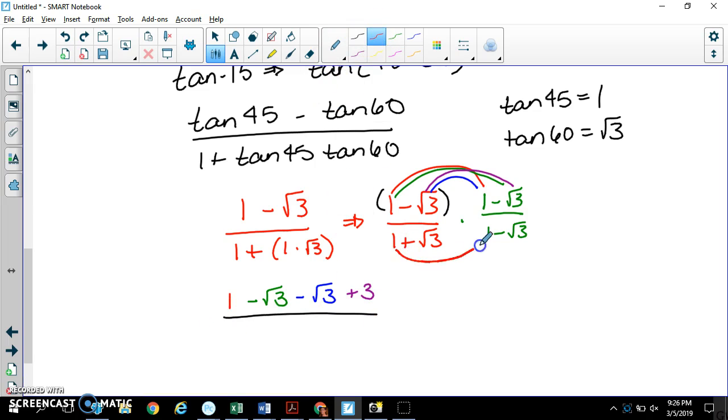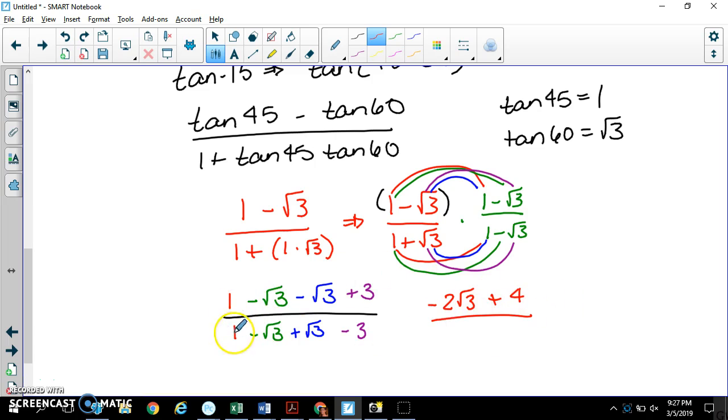All right. 1 times 1 is 1. 1 times negative square root 3 is negative square root 3. Square root 3 times 1 is square root 3. And then I got square root 3 times negative square root 3, and that's going to get me negative 3. So now I just need to go ahead and combine my like terms. So negative square root 3 minus square root 3 gives me negative 2 square root 3. 3 plus 1 gets me 4. And on the bottom, 1 minus 3 gets me negative 2, and those cancel out.